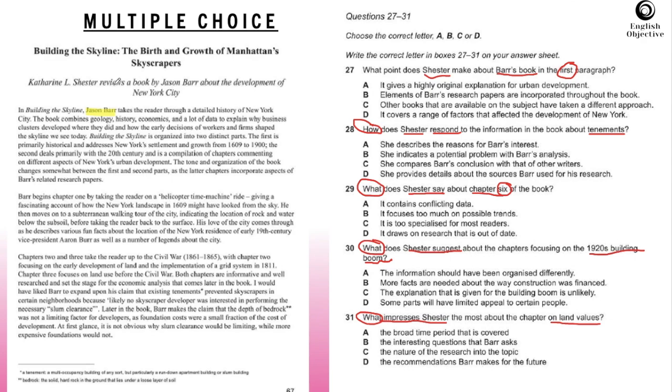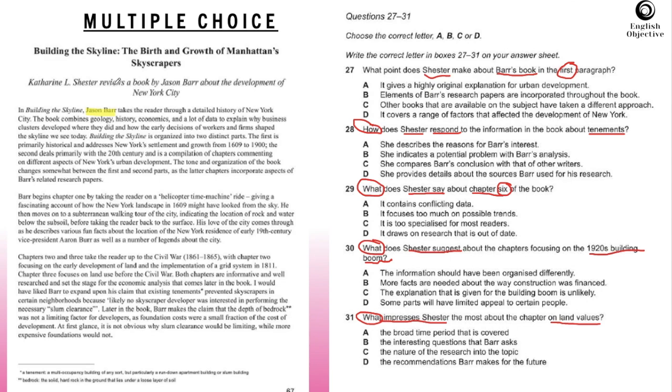Building the Skyline is organized into 2 distinct parts. The first is primarily historical and addresses New York's settlement and growth from 1609 to 1900. The second deals primarily with the 20th century and is a compilation of chapters commenting on different aspects of New York's urban development. The tone and organization of the book changes somewhat between the first and second parts, as the latter chapters incorporate aspects of Barr's related research papers.